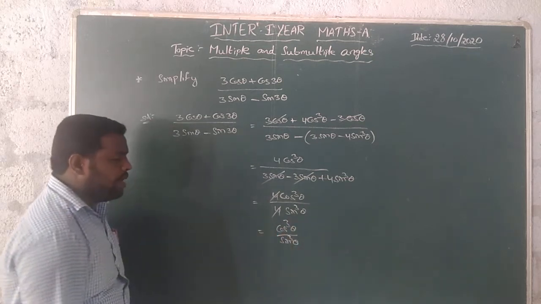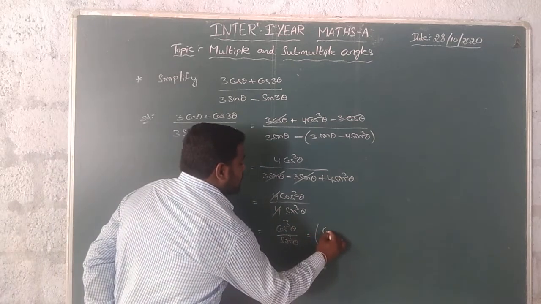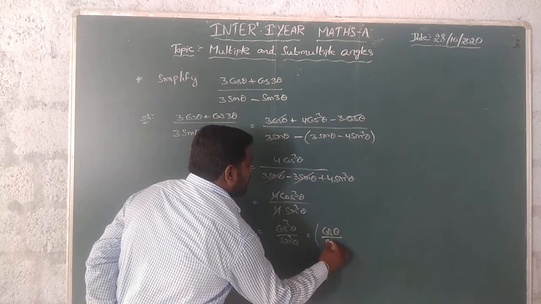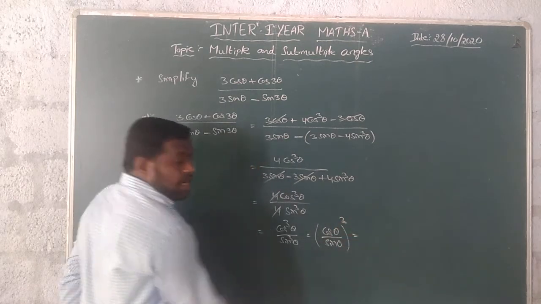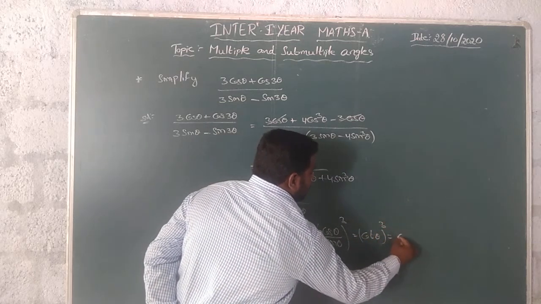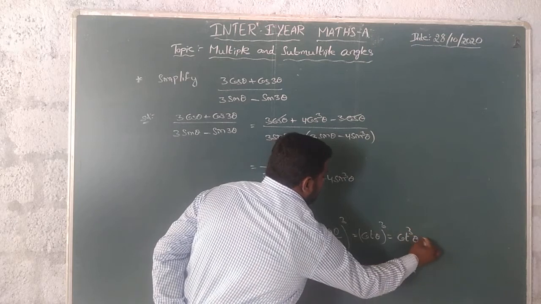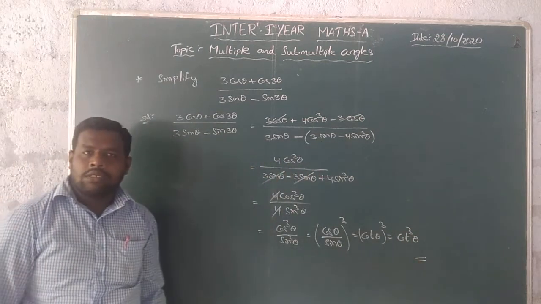So the numerator and denominator are both cube terms. The total term can be written as cos theta by sin theta whole cube. Cos theta by sin theta is cot theta, whole cube, that equals cot cube theta. Okay, students, understand?